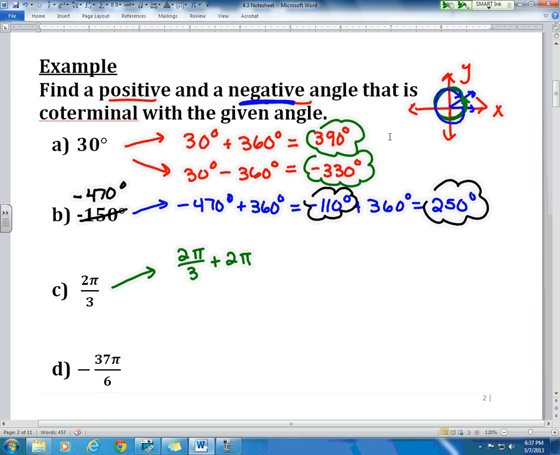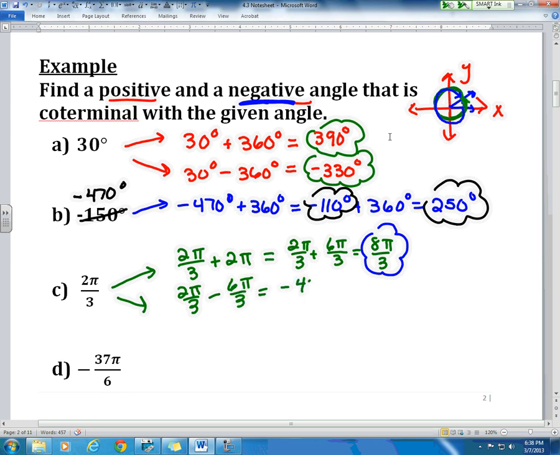So if I add 2 pi over 3 plus 2 pi, I need a common denominator. 2 pi over 3 plus, this is 6 pi over 3, which leaves us with 8 pi over 3. So 8 pi over 3 is another positive coterminal angle. If I want a negative, I'm going to subtract the equivalent of 6 pi over 3 from that, and we'll end up with negative 4 pi over 3 as a negative coterminal angle.